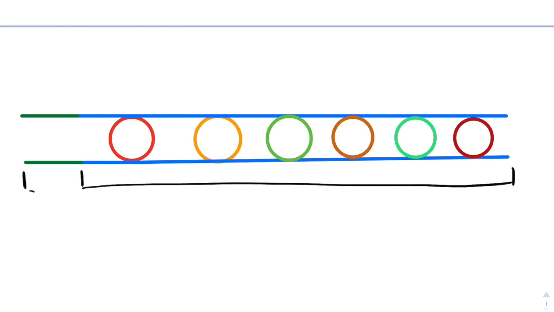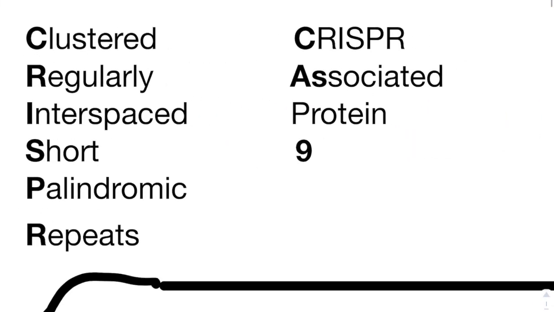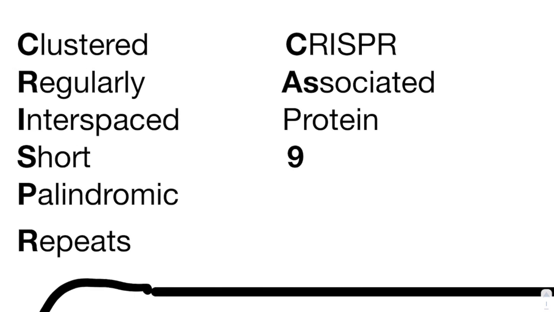CRISPR-Cas9 is a gene editing tool composed of a CRISPR system as well as a Cas gene. CRISPR-Cas9 systems are highly diverse mechanisms of adaptable immunity used by many bacteria and archaea to protect themselves from invading viruses, plasmids, and other foreign nucleic acids. CRISPR stands for clustered regularly interspaced short palindromic repeats, and Cas9 stands for CRISPR-associated protein 9.